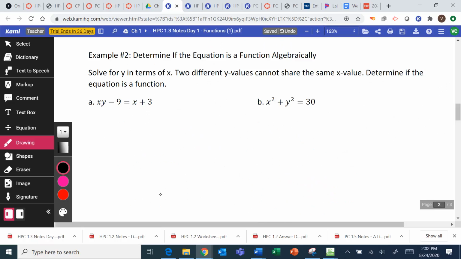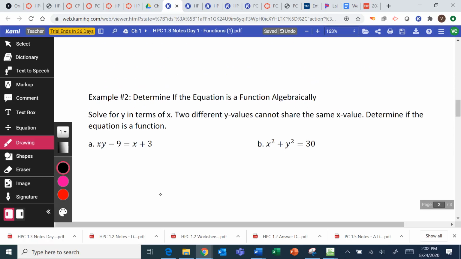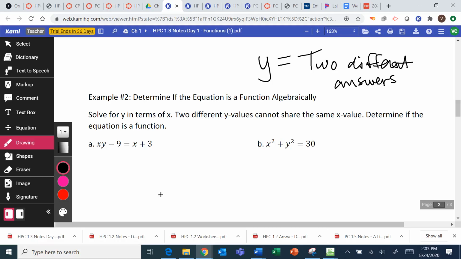And then there's a way to determine if these are functions algebraically. There's a couple different ways when you solve an equation that you're going to get y equals, and you're going to get 2 different answers. So if you're solving an equation, you get like 2 different answers. Those are the kind that are going to be not a function.